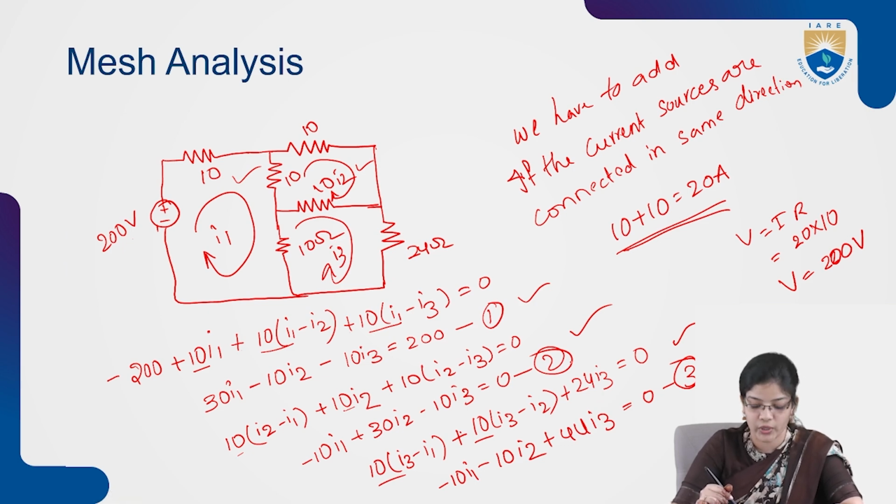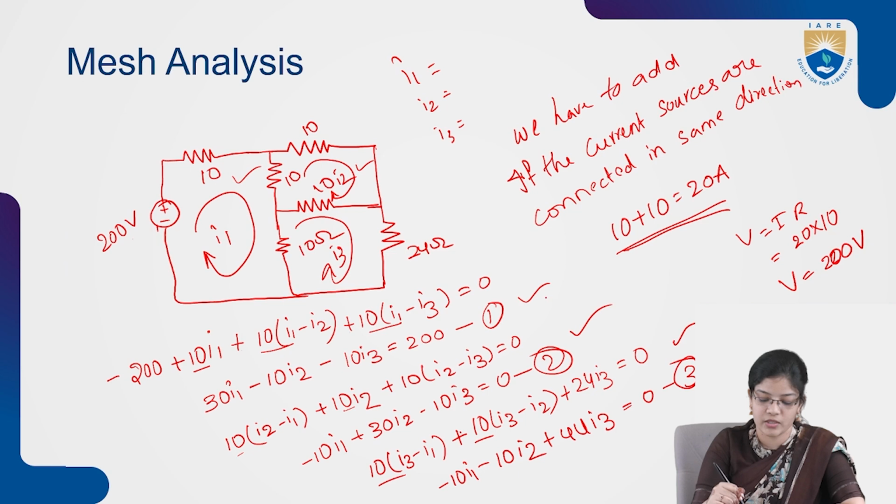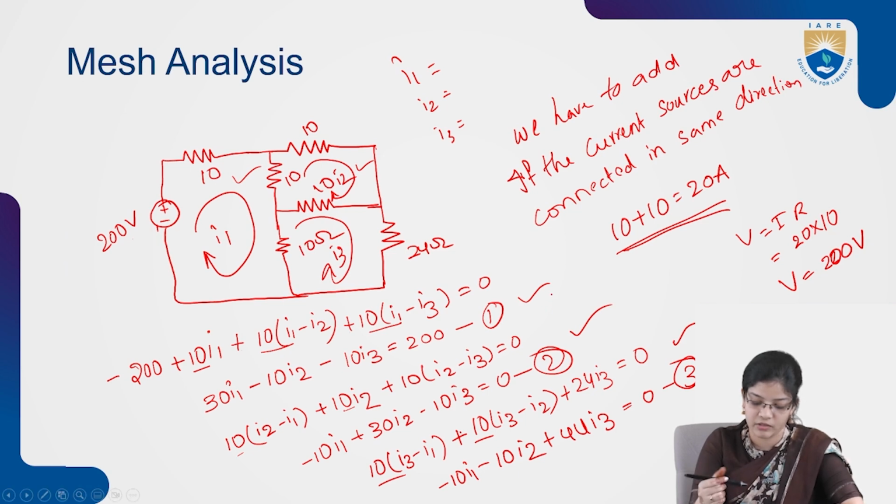From this we have to calculate the values of I1, I2 and I3. So by substituting these values in the scientific calculator using the equation solver, we have to substitute all the coefficients of I1, I2 and I3. From that we can get the values of I1, I2 and I3.